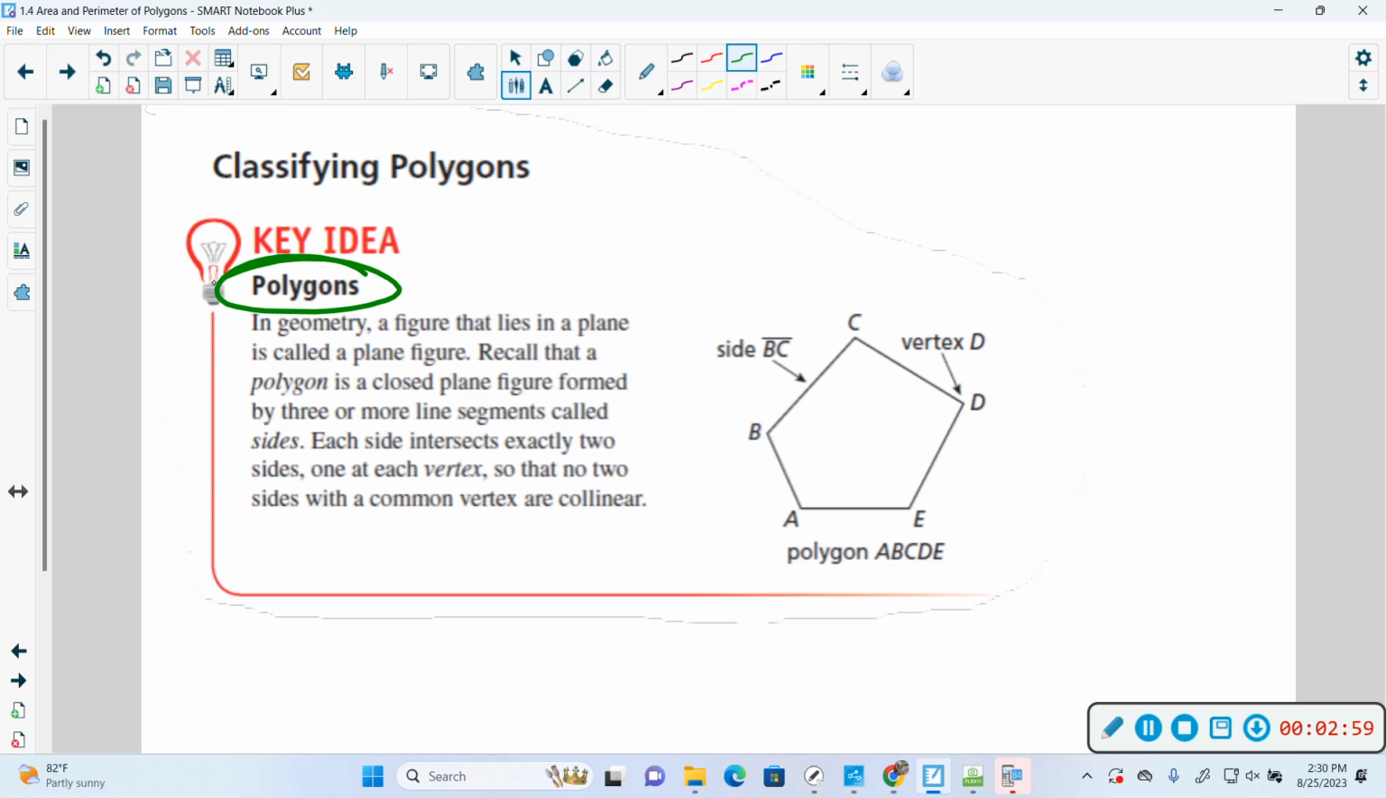So all of these pictures on the whiteboard are polygons. Triangle is a polygon, square, rectangle, parallelogram. No curved pieces. That's as wild as that gets.